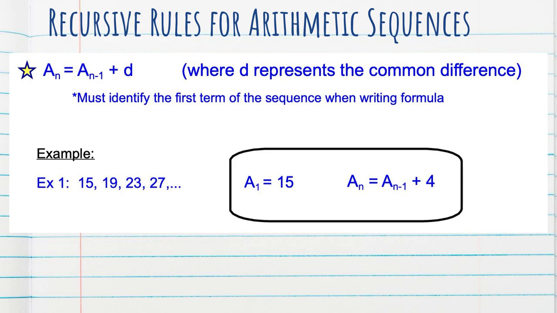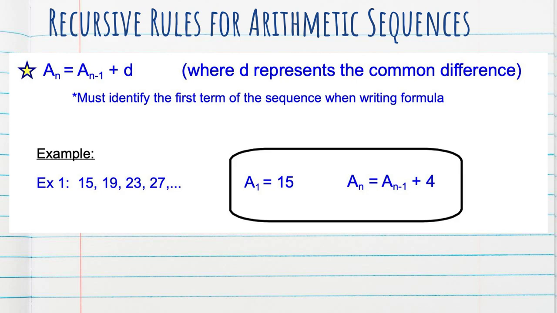It's very important that we must identify the first term of the sequence when writing this formula. This gives us a starting point. A recursive rule without the first term doesn't make any sense because we don't know where to necessarily begin.